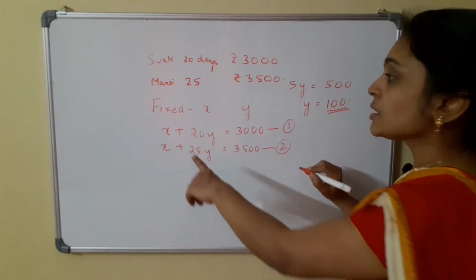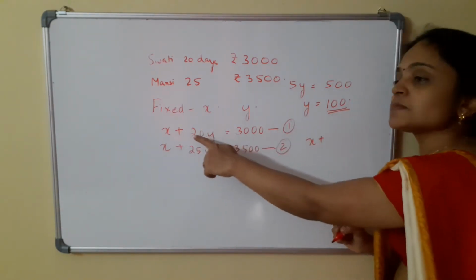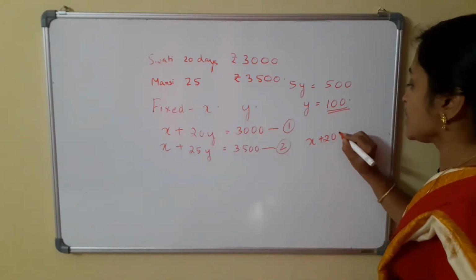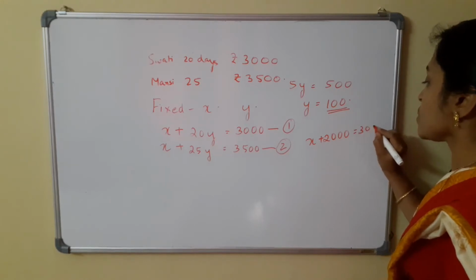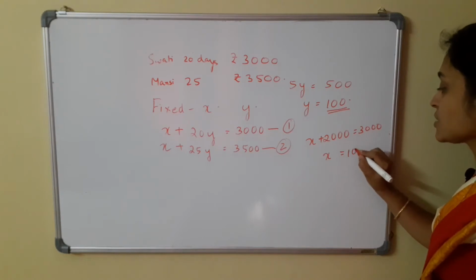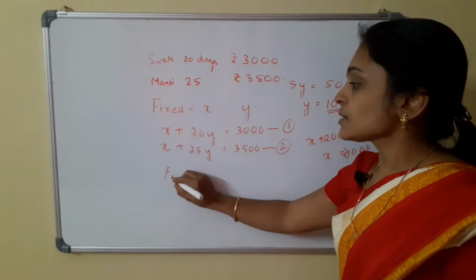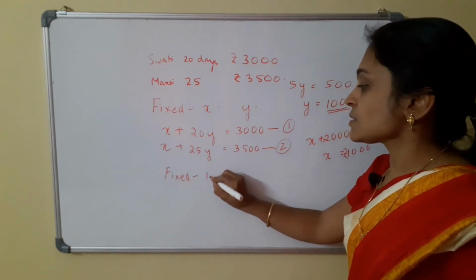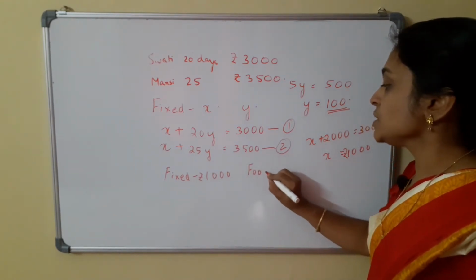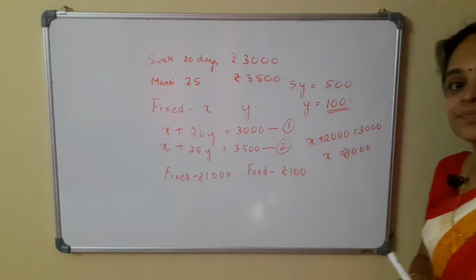And what is the fixed charge? If you substitute y here, x plus 20 into 100 is 2000, equal to 3000. So what is x? 3000 minus 2000, so 1000. So fixed charge is 1000 rupees. And charge for food is 100 rupees. Understood?